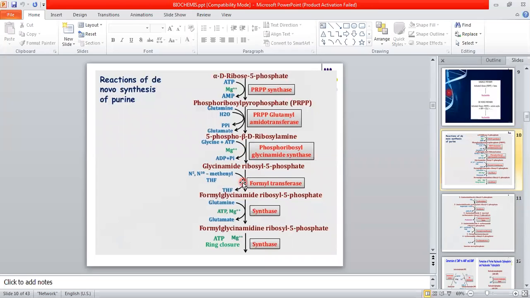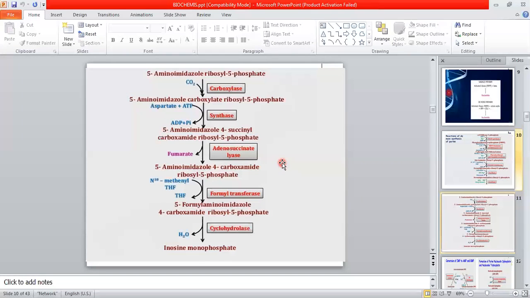After 2 or 3 steps you finally get ribosyl 5-phosphate, then formylglycinamide ribosyl 5-phosphate. For each enzyme, whatever the product is, you write that product name here, and after that you write the word synthase, enzyme synthase. If you learn it like this, then surely you can learn it. And after this, in the same way, finally you will get your inosine monophosphate, IMP.